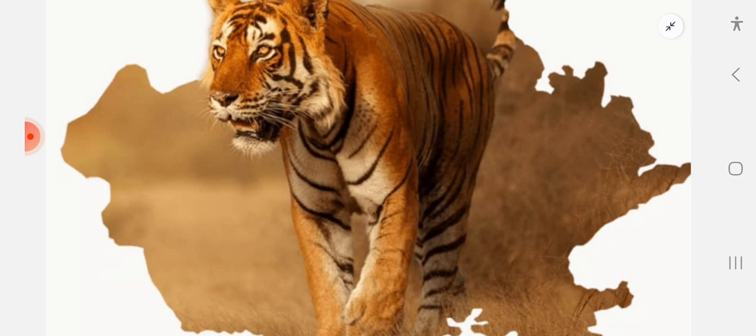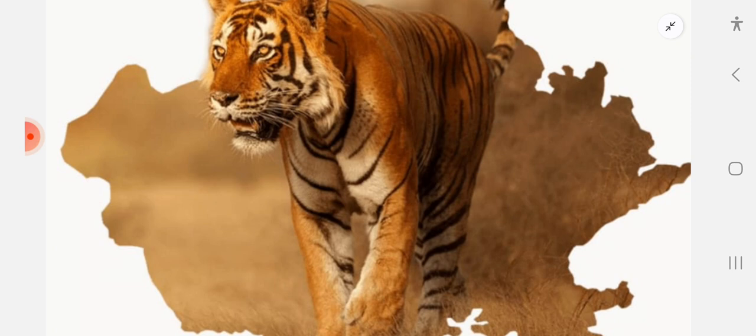Also, in the front, you can see the tiger. This national park is very famous for the Royal Bengal tiger. Now you might be thinking, why Bengal tiger? Basically, the Royal Bengal tiger is not only limited to the areas surrounding West Bengal or Bangladesh. It is spread throughout India and Asia.